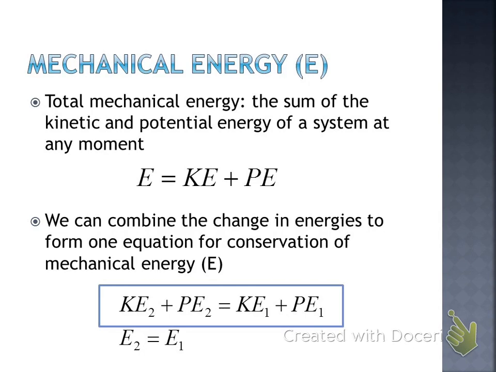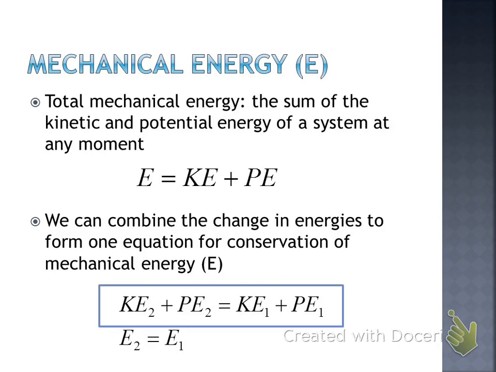Okay. We can combine the energies to form one equation for the conservation of mechanical energy, which means that mechanical energy before is equal to mechanical energy after. Kinetic energy after plus potential energy after is equal to the kinetic energy before plus the potential energy before. I'm not really sure why I would have put the after on the left-hand side and the before on the right-hand side. That does not mean anything at all. It's just probably how it was written in the book, but we're really usually going to put the initial on the left and the final on the right.